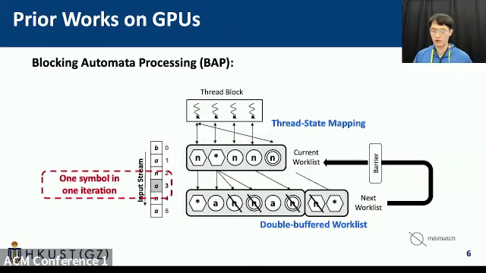However, we have observed that the parallelism is still insufficient during the execution because one iteration can only process one symbol at a time, which delays the execution of subsequent symbols.